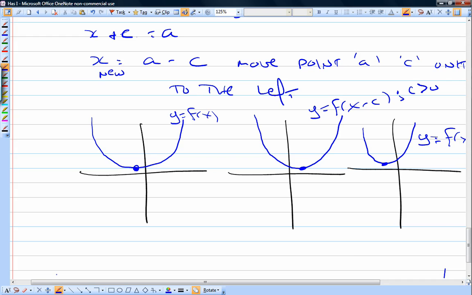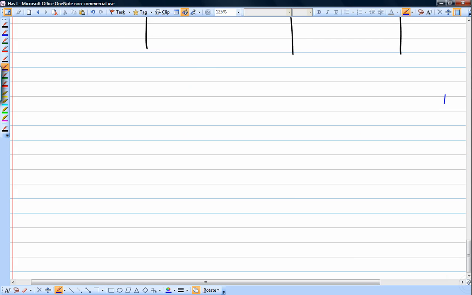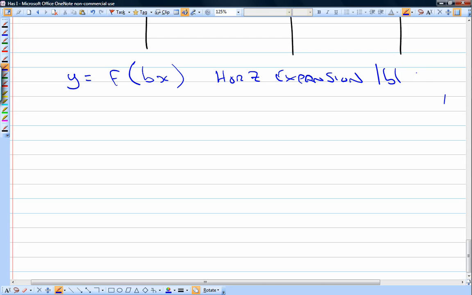All right, moving on. Y equals f of bx. This was a horizontal expansion if b was a number less than 1, compression if the absolute value of b was greater than 1.